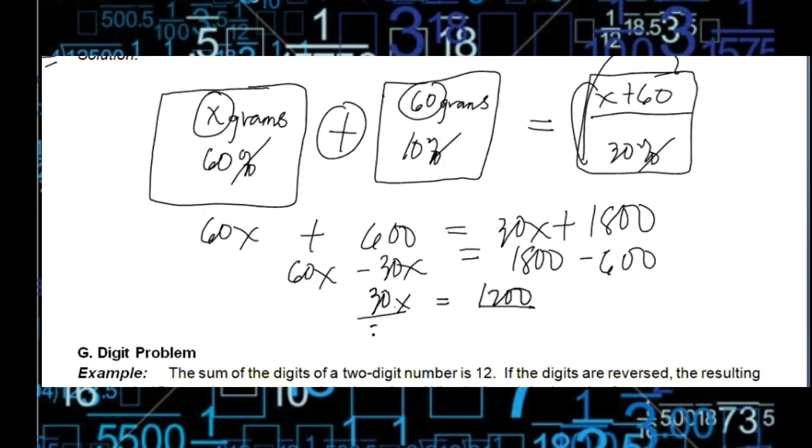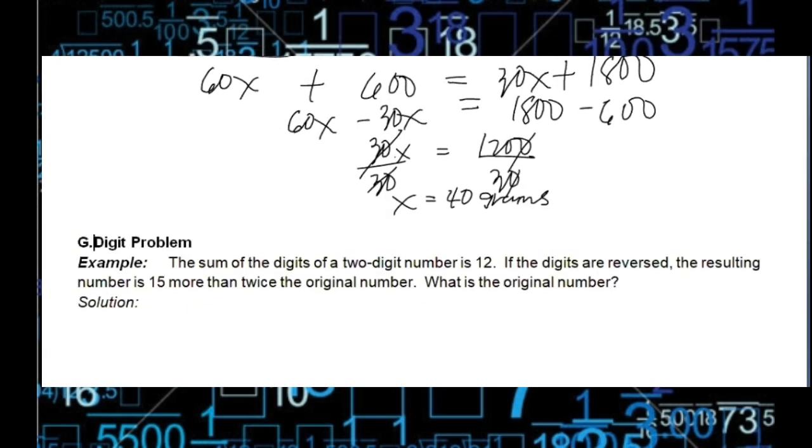Divide both sides by 30. Cancel 30. So, X now is equal to, cancel 0, 120 divided by 3. So, kailangan nyo ng 40 grams of 60% salt solution is required to mix with the other solution in order to have a 30% salt solution. So, yan ang final answer.